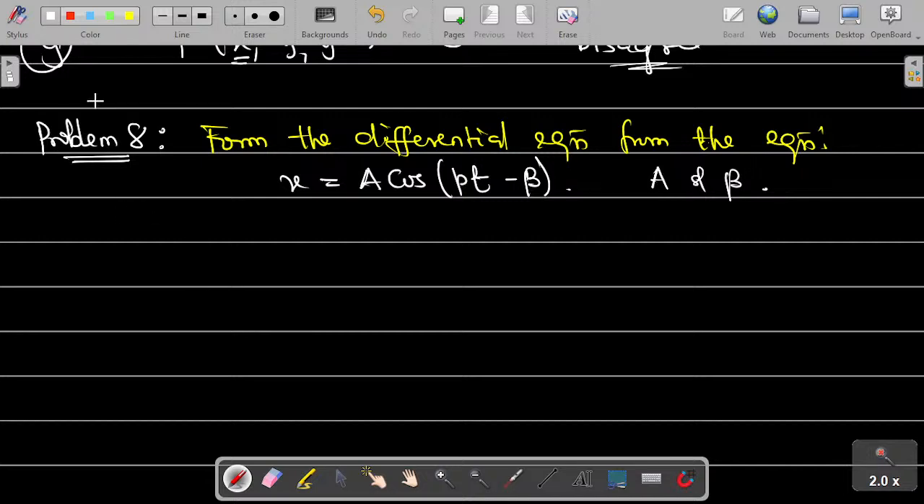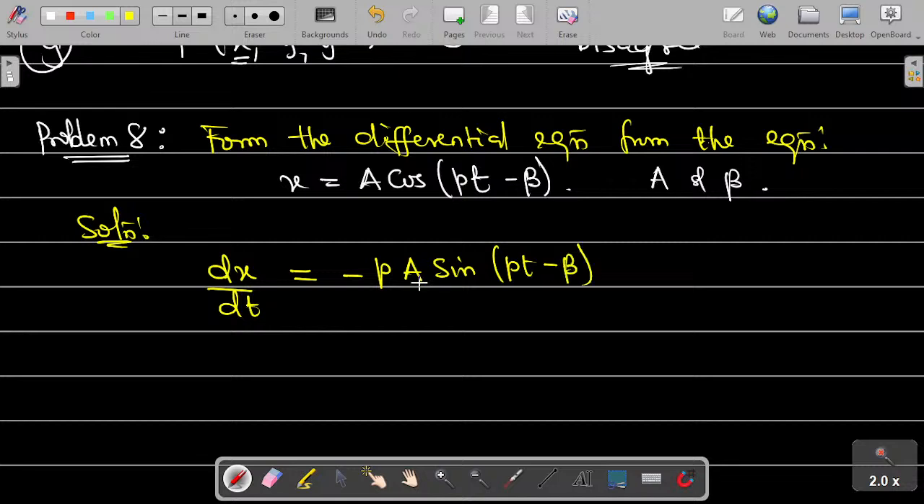Okay, so let's go. However, they have actually started by taking the two derivatives for us, which is not a big deal. The derivative of x with respect to t. So our t now is the independent variable here, while x is the dependent variable. So here we have minus p times a sine of pt minus beta. All right, so this is actually what you get, because when you differentiate, the constant will be here.